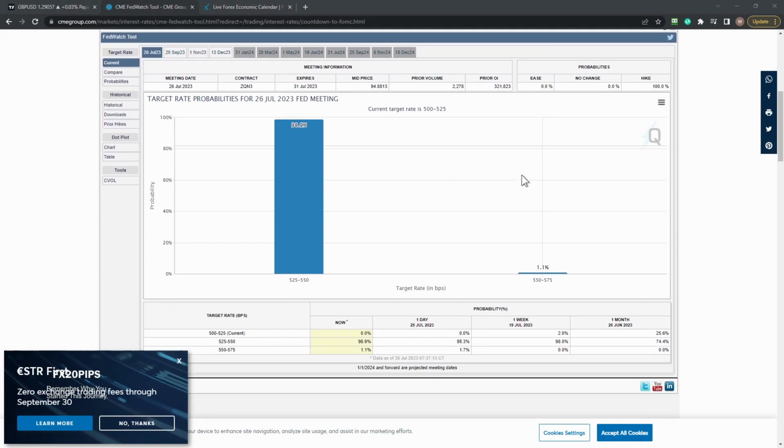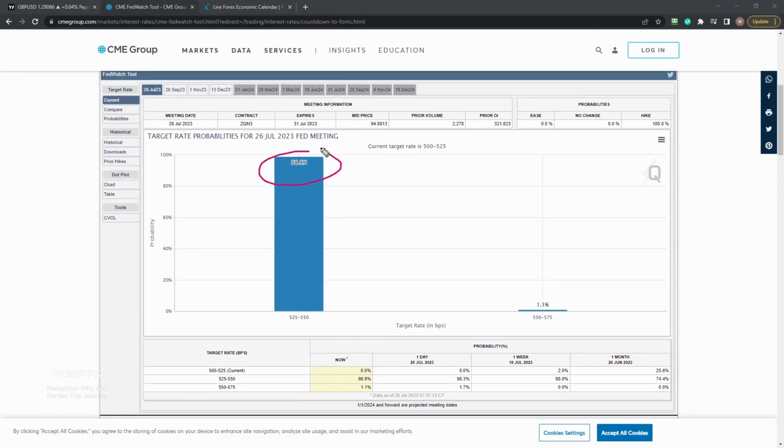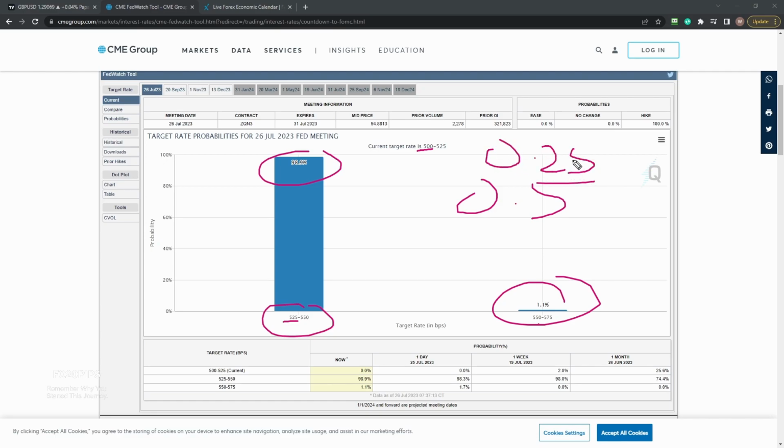There we go. We have the 98.9% survey that is going to go up 0.25%. All right, the current is 5.00. They're anticipating to go up 0.25 to 5.25%. Okay, there is a 1.1% chance of it going straight up to 0.5%, instead of 0.25.